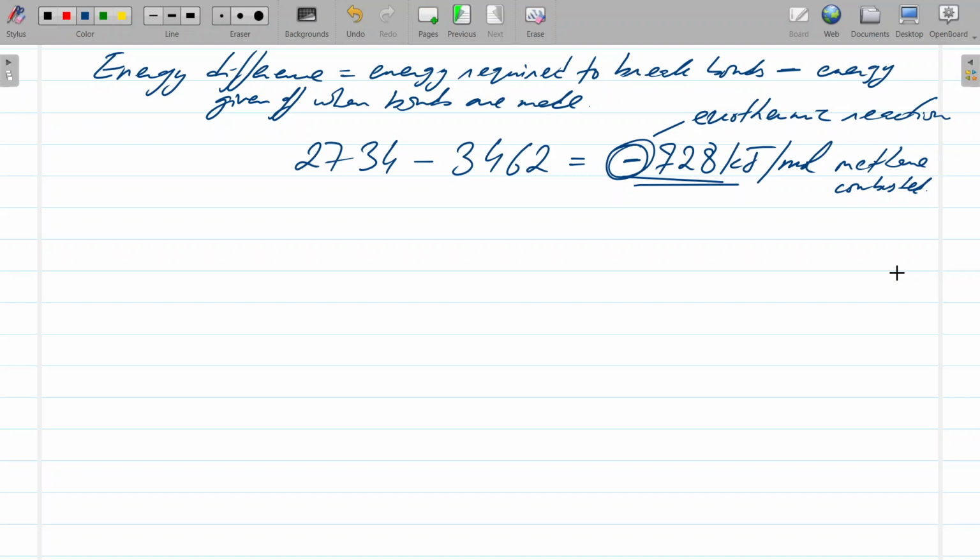Exactly. And if it's a positive sign, if the energy difference is positive, then that would tell you it's an endothermic reaction. Okay.